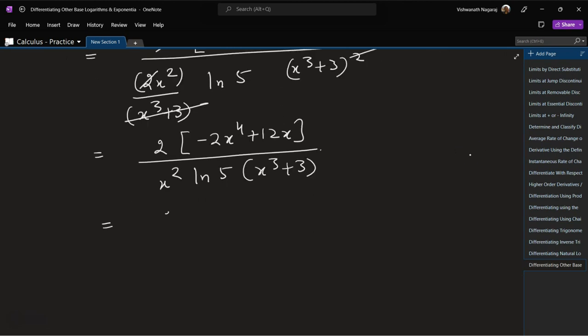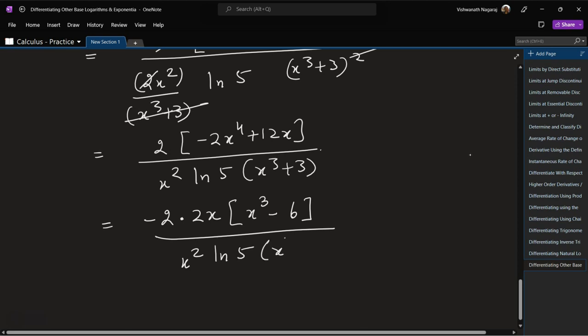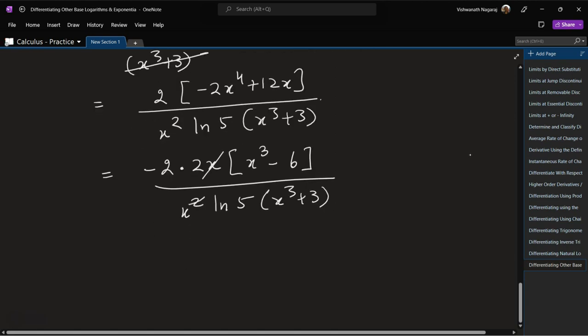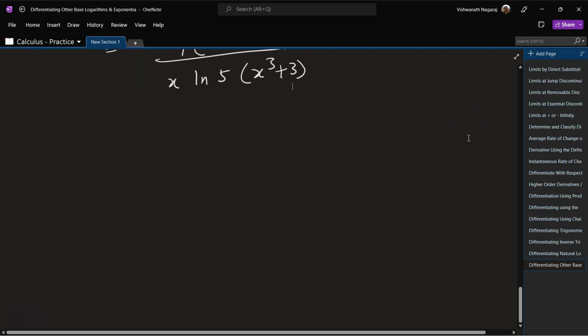Okay. Now 2 times minus 2x, let's take it out. So what do we have? We have x cube minus 6. So we get plus 6 to 12x and minus 2x to the 4, divided by x square natural log of 5 x cube plus 3. So 1x and 1x goes off here. So finally the derivative is minus 4 times x cube minus 6, divided by x times natural log of 5 x cube plus 3. Okay, that was the sixth one.